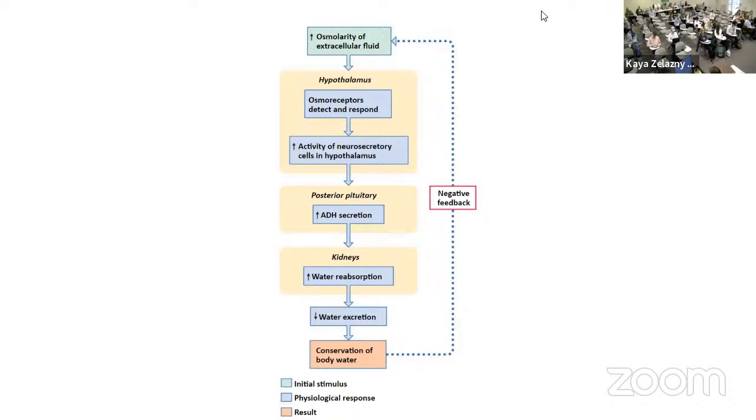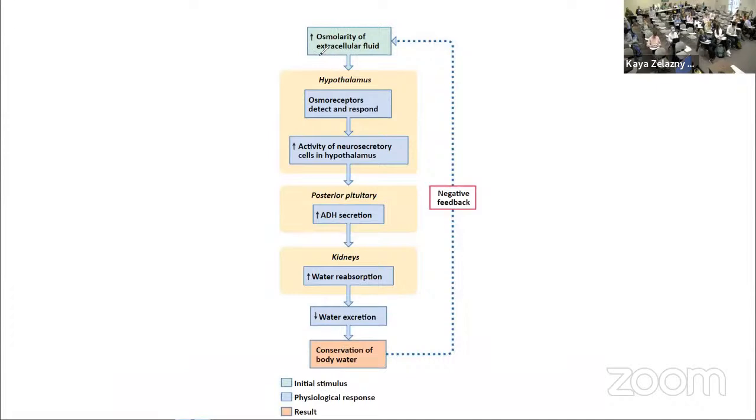Okay. So this first one is showing us what happens if we have an increase in the osmolarity of the extracellular fluid. So we're saying the extracellular fluid near these receptors is getting pretty salty. We're sensing highly concentrated plasma, which has then created highly concentrated extracellular fluid. Okay, so our osmoreceptors are going to detect and respond. They're in the hypothalamus, so that part of the brain. The hypothalamus contains neurons. Their activity is increasing. The effect of those neurons is to release more ADH.